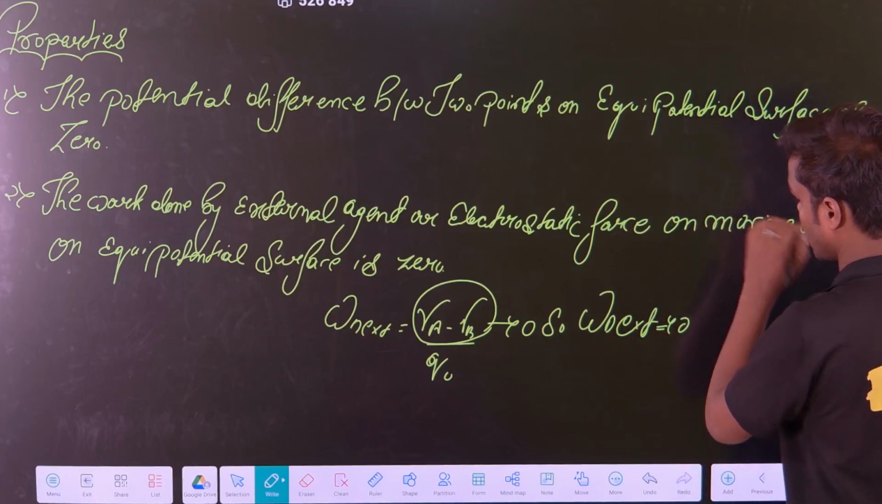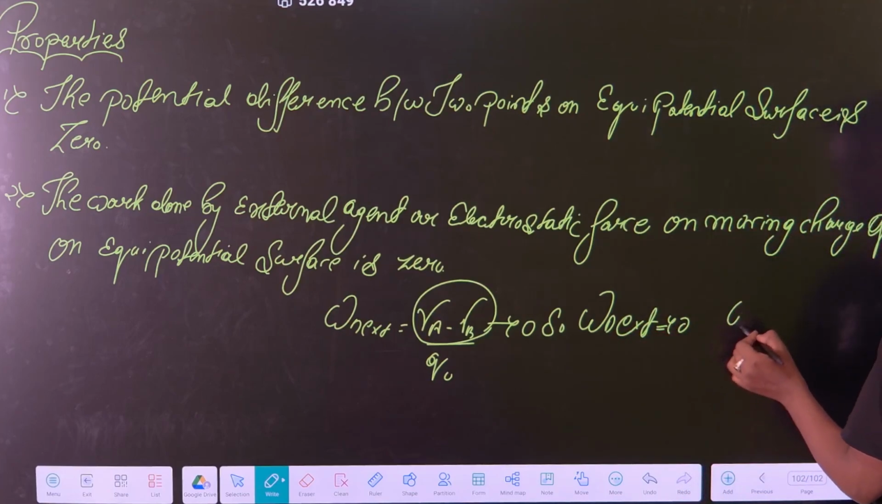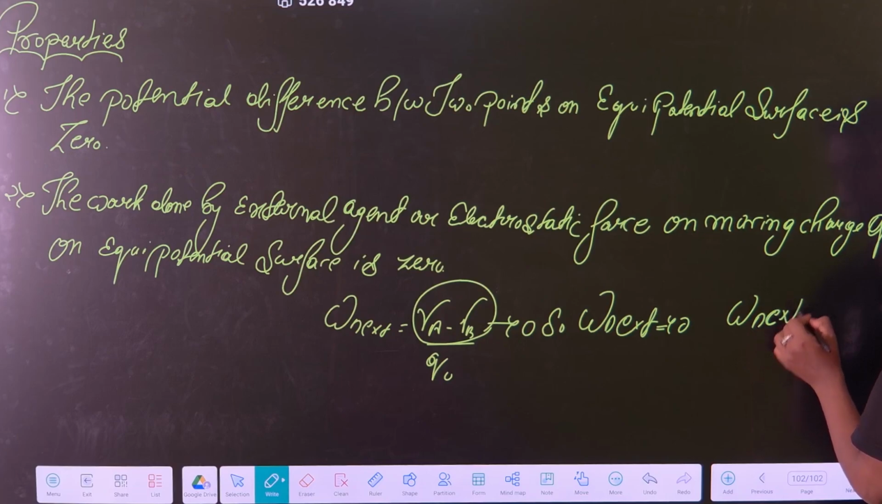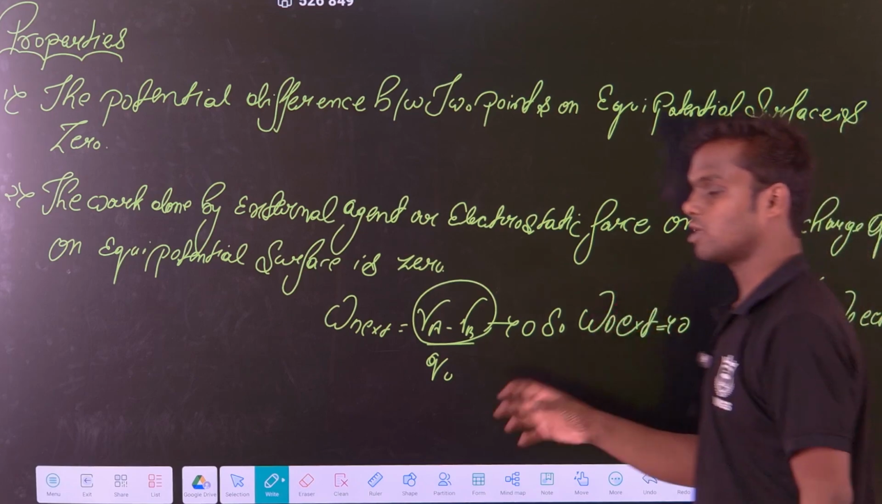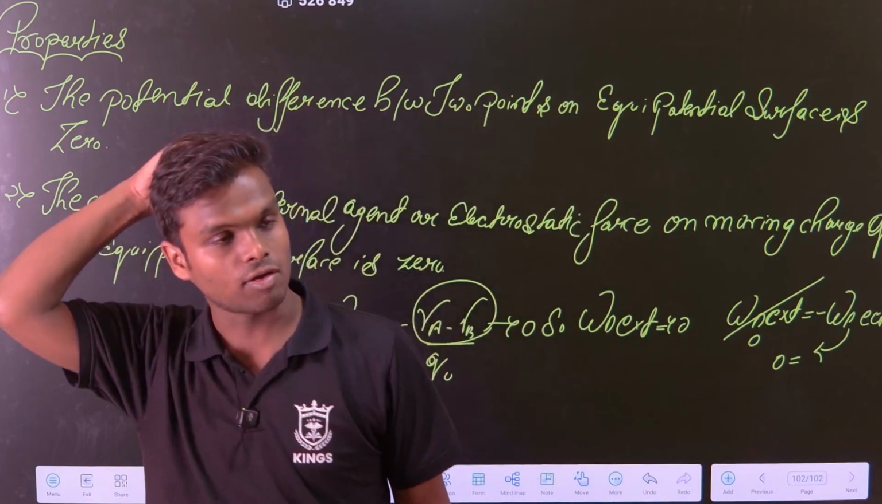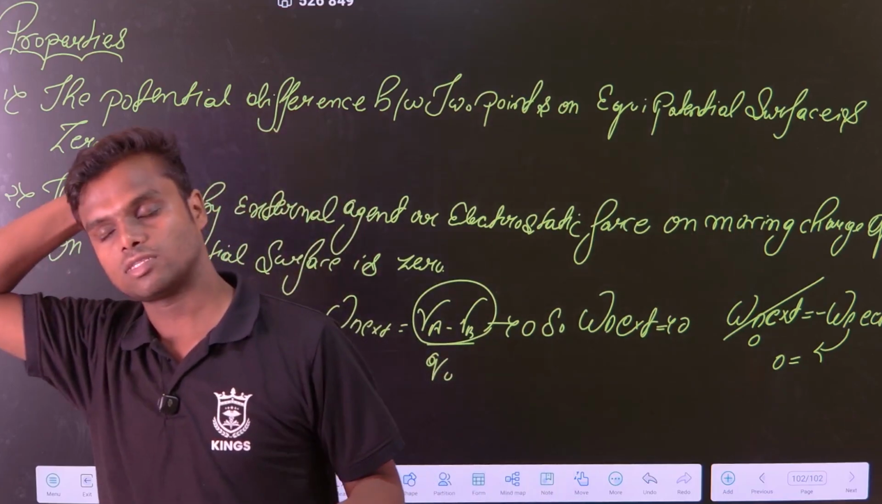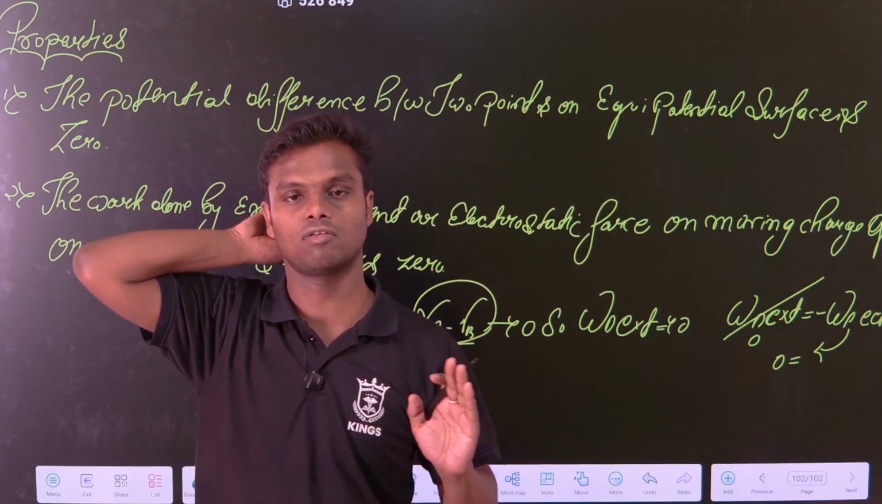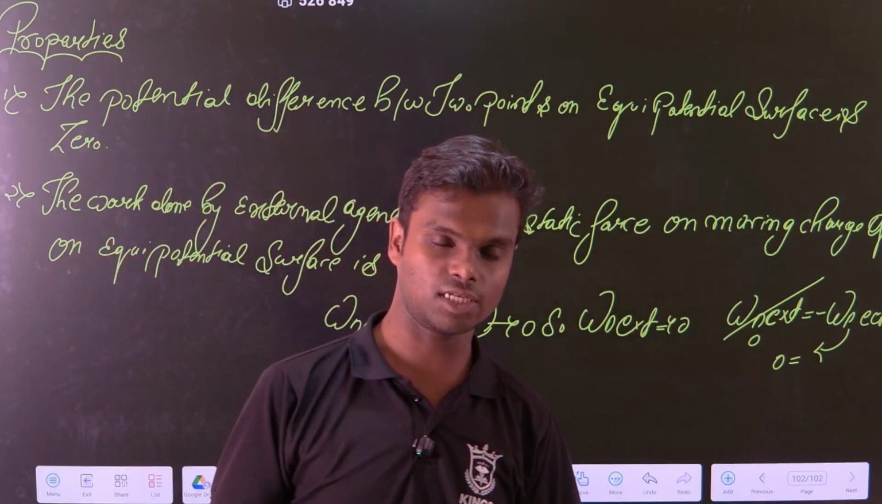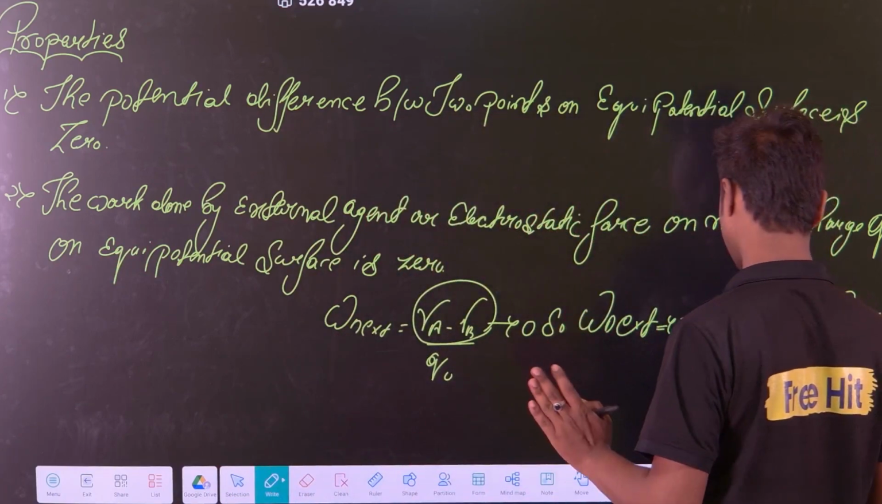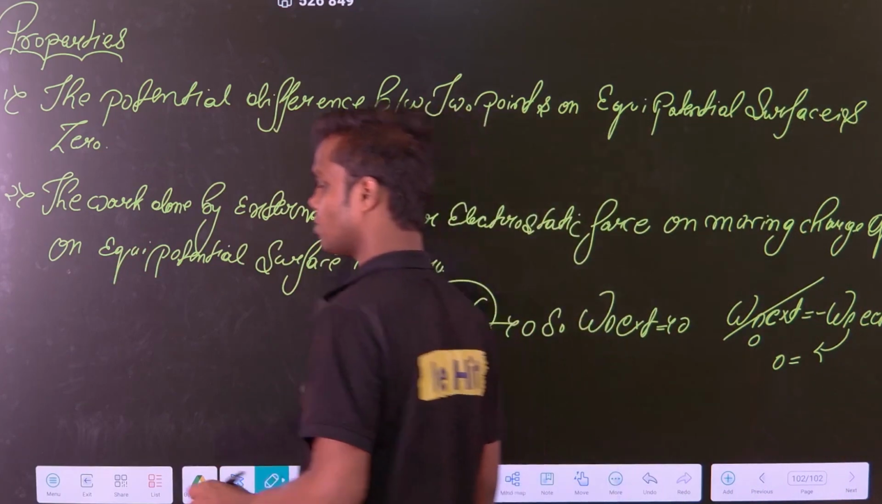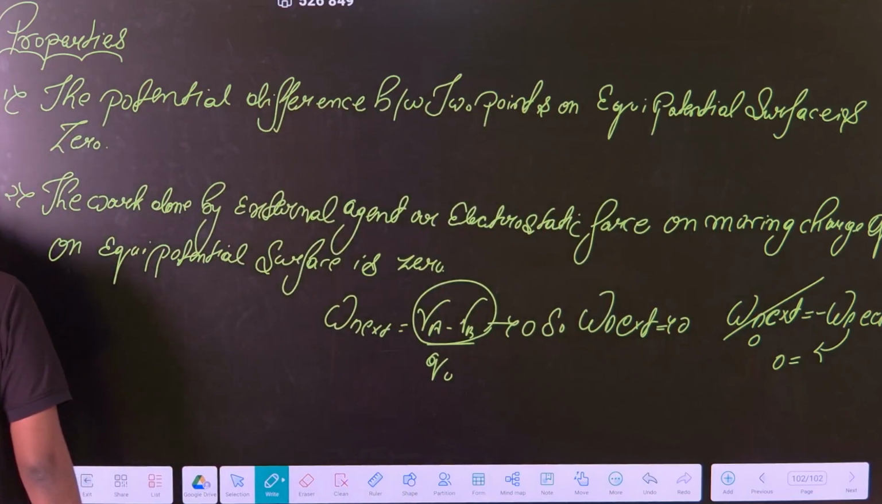And we know, I gave you a relation also, that the work done by the external agent is equal to minus the work done by the electrostatic force, correct? If this term is 0, obviously this term will become 0, correct or not? So if you are moving any charge on an equipotential surface, the work done will always be 0, whether it is an external agent or an electrostatic force. Clear? That is the second point which has to be clear. Any doubt? Okay, let's move to the third point.